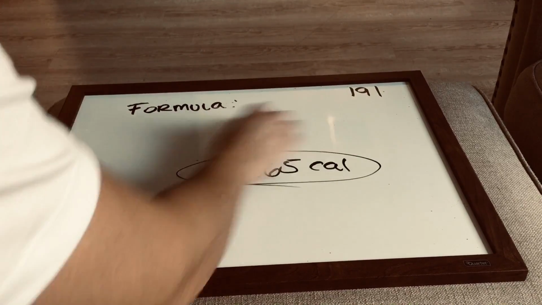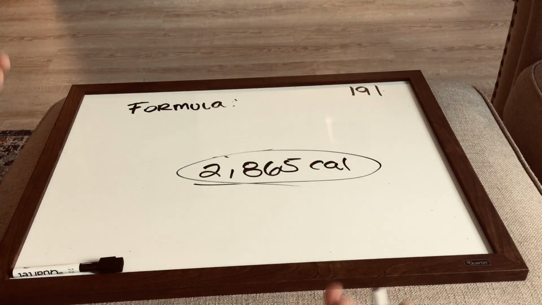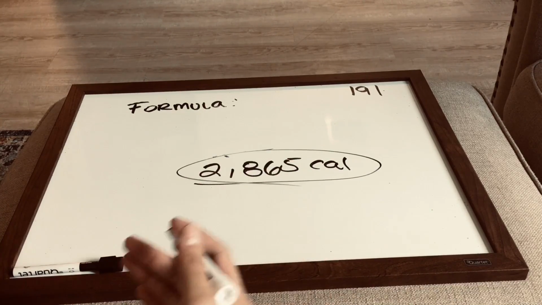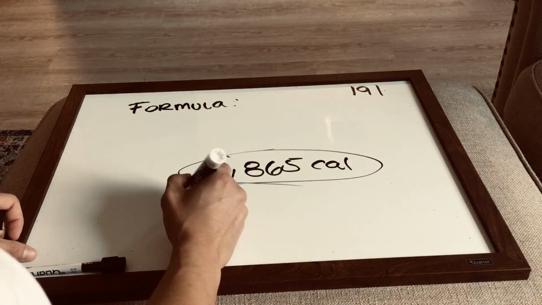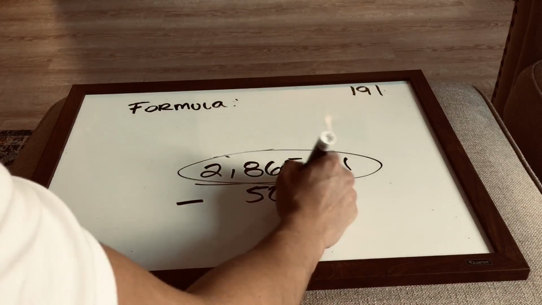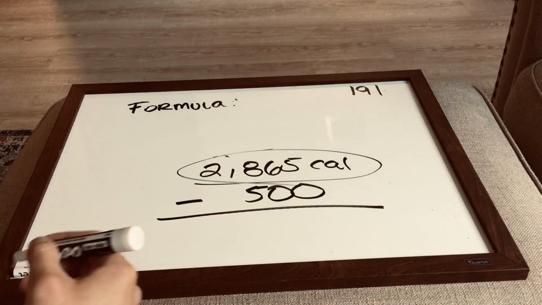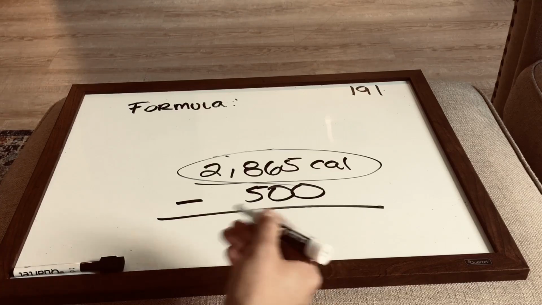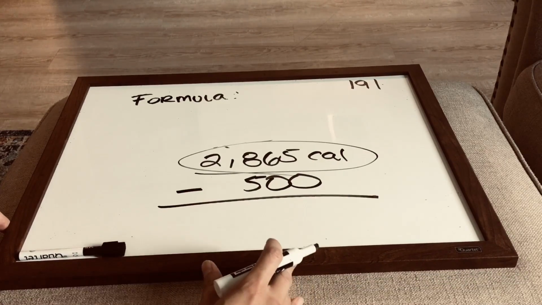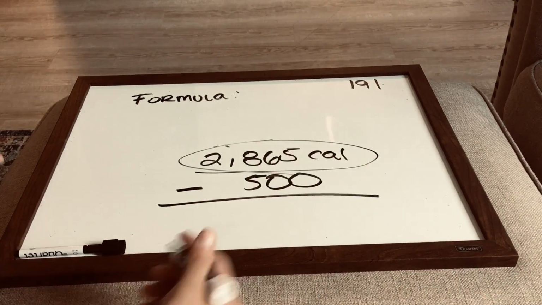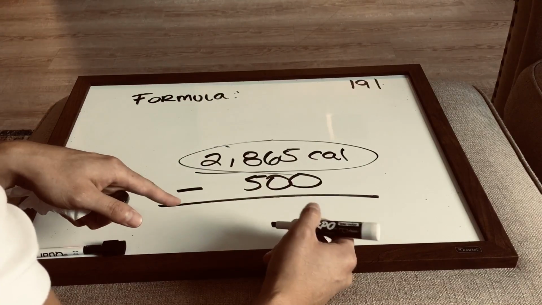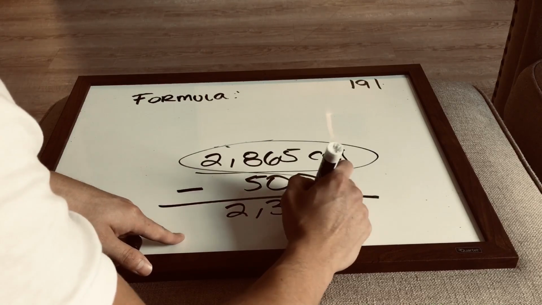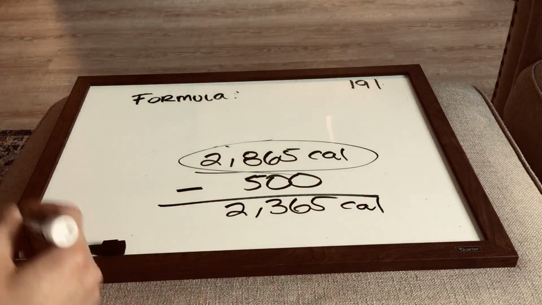So we're going to create a deficit here. Now you can pick a number that you're more comfortable with, whether it's a little more aggressive or a little less drastic. But basically you're going to take away some calories from that to put you in a deficit, in a fat burning state. The number I like to go with every time is 500 because I feel like it's a golden number. It's not too much and it's not too little. So I'm going to take away 500, which gives me 2,365 calories. So that is my calorie mark.